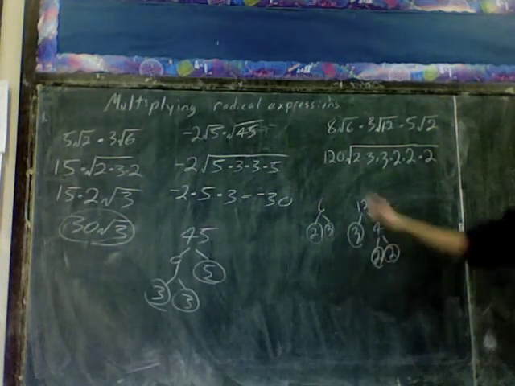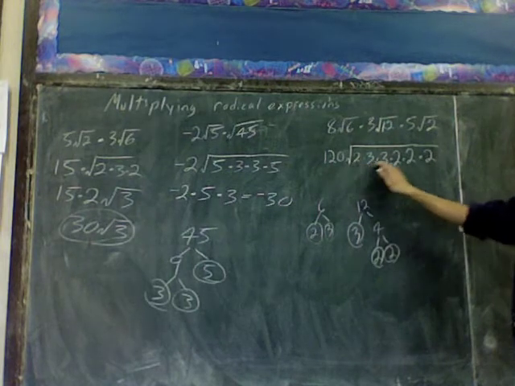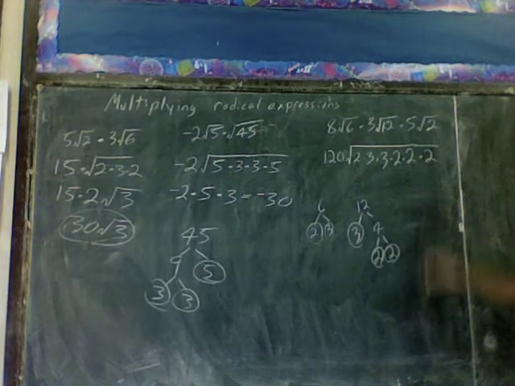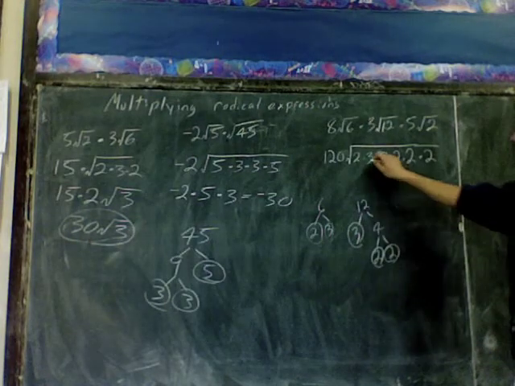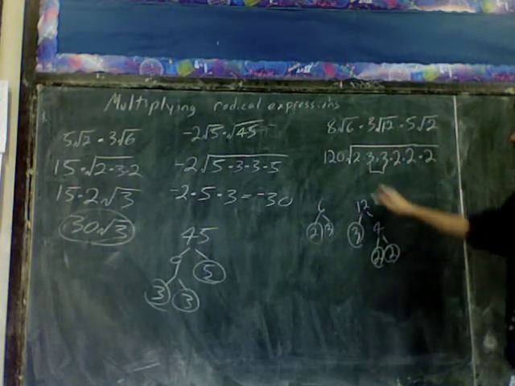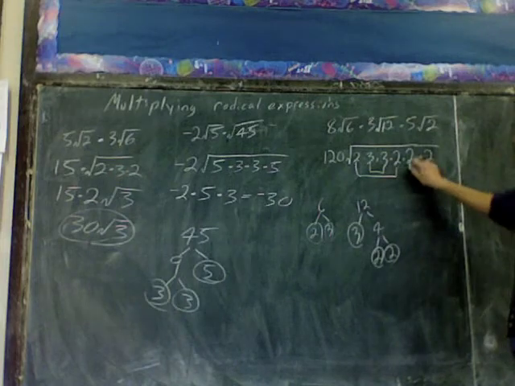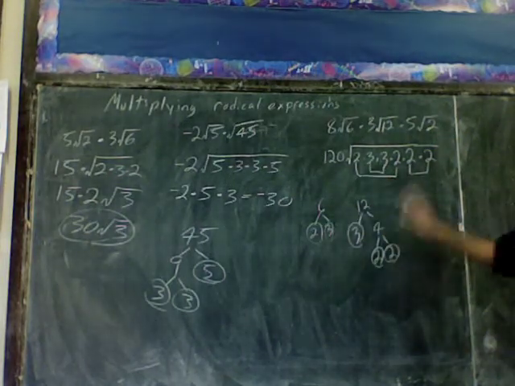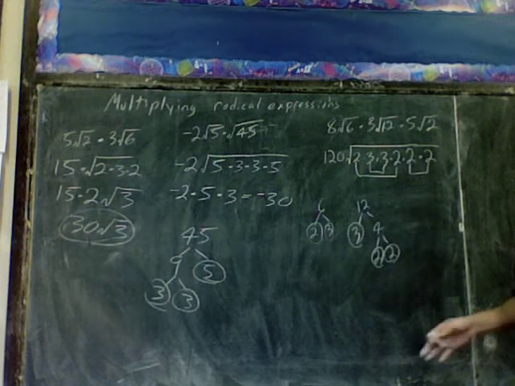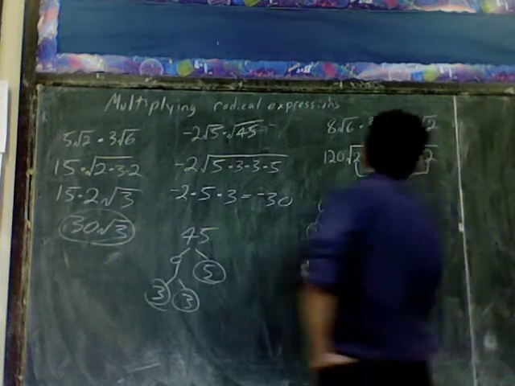Okay, so 120 times the square root of 2 times 3 times 3 times 2 times 2 times 2. This is all under the square root sign. So let's see how many pairs I have. I've got a 3 and a 3. That's one pair. I've got a 2 and a 2. I've got another 2 and a 2. Everything pairs up. So just like the last one, the square root symbol is going to go away entirely. And that can happen.